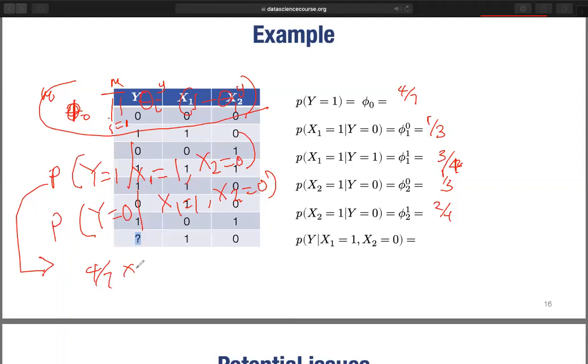Probability of x equals 1 given y is equal to 1 is what? 3/4. Times what? The probability of what? X equals 0, given y is equal to 1. The probability of y equals 1, given x2 is equal to 0. That's what?